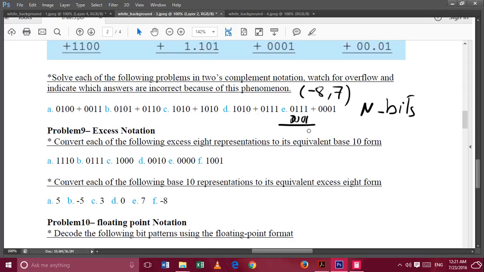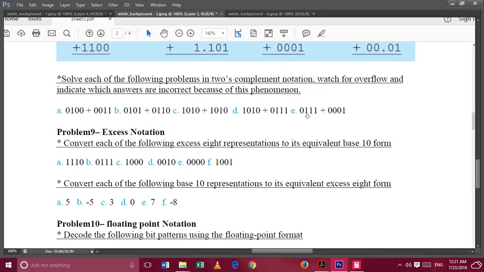So 1 plus 1 equals 1, carry 1. 1 plus 1. Oh, I made a mistake. Yeah. So again, the mistake is about the addition. Again, we said the range is minus 8 to positive 7. So the mistake was in the addition. 0, 0, 0, right? So again, I know that there will be an overflow here because 7 plus 1 equals 8, and this system can only represent up to 7.